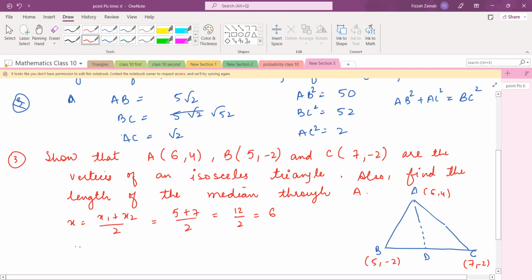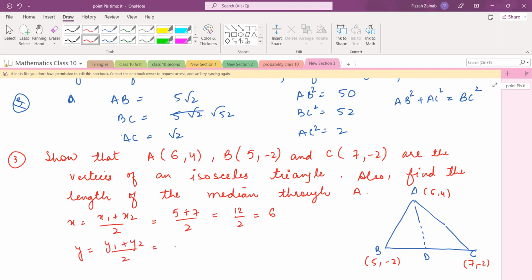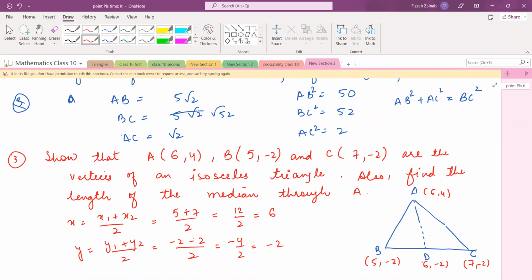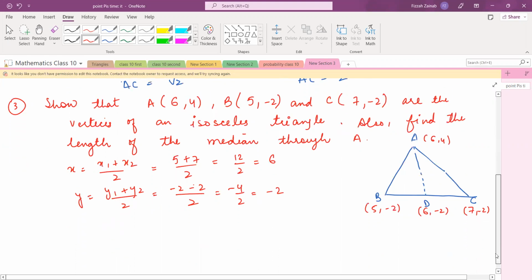Similarly, you find the y coordinate of D. So y1 plus y2 divided by 2. So you have minus 2 plus minus 2. So that means minus 4 by 2. So it will be minus 2. So you have got the coordinates 6 and minus 2. Now you can find the distance AD, right? Yes, ma'am. Okay, now calculate AD. Till then, I'm writing the next question.